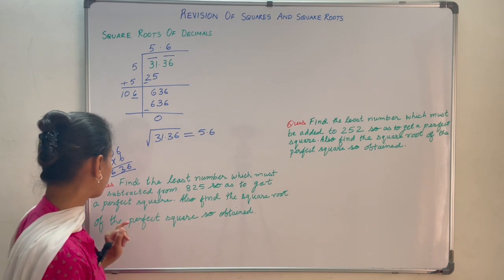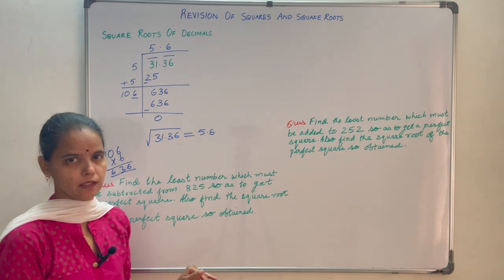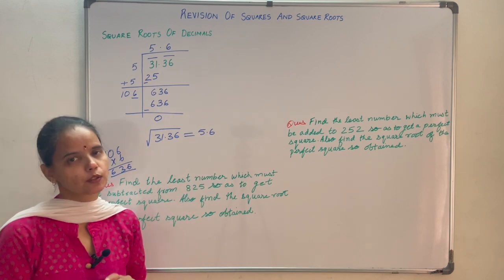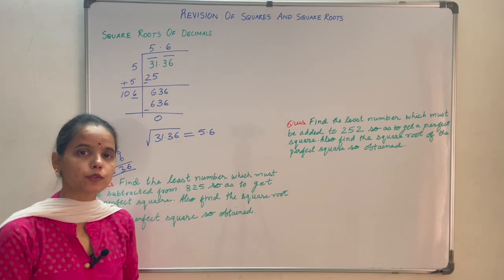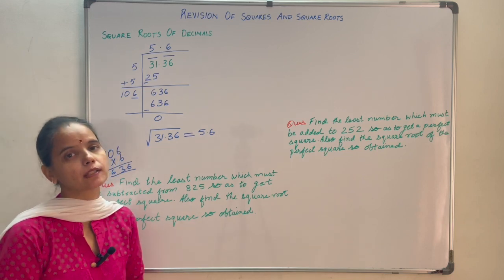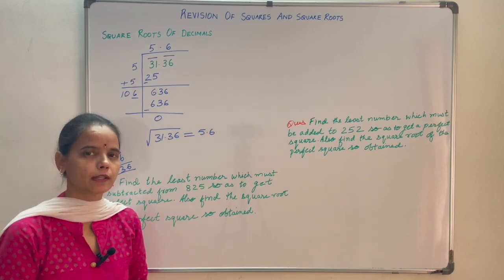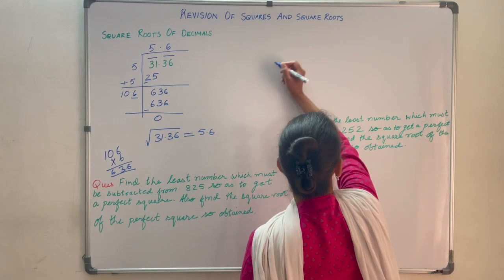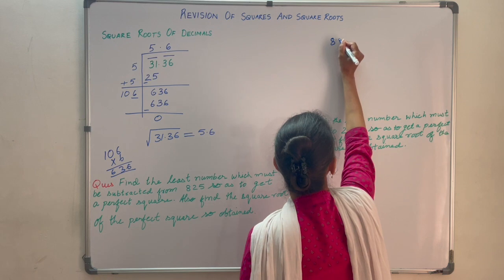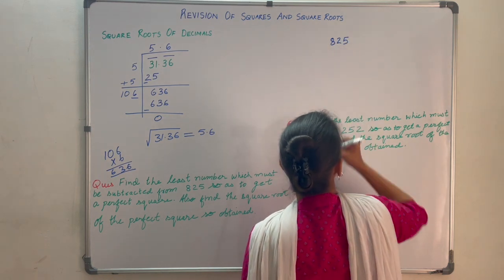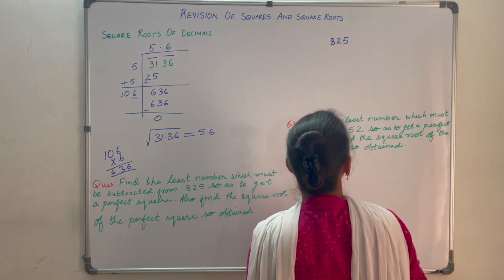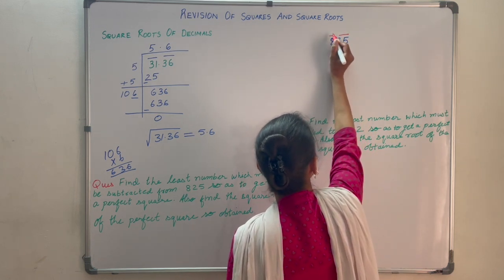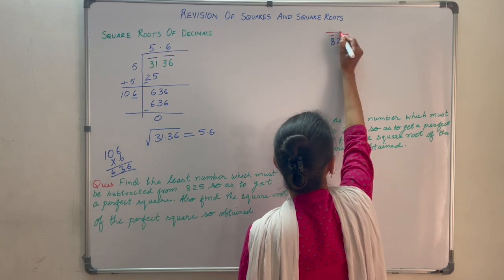Find the least number which must be subtracted from 825 so as to get a perfect square. Also find the square root of the perfect square so obtained. So that means it is given to you that 825 is not a perfect square. What you have to subtract from 825 to get a perfect square. So for that we have to use division method. So the number given to you is 825. First we need to place the bars. Let us place the bars starting from ones place. So 25 is under the bar and 8 is under the bar.